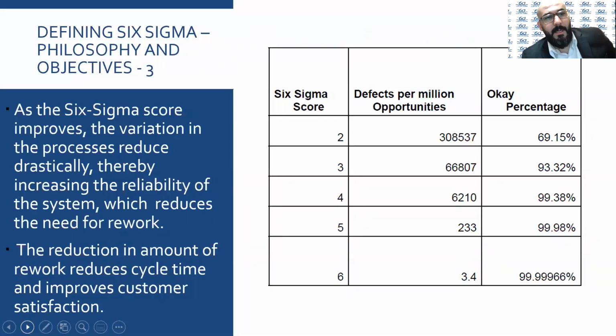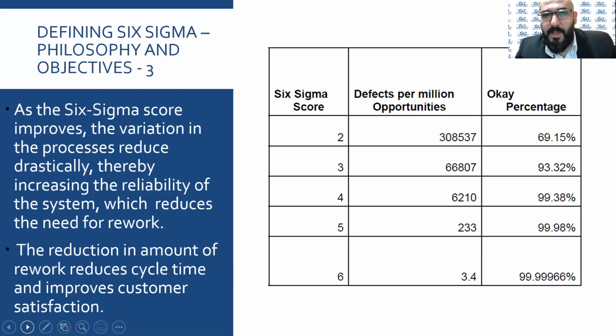Six Sigma scores improvement. The variation will be reduced as long as you are able to achieve the goal of Six Sigma; you will see the variation has been reduced. And therefore, the reliability of the process will improve. And then, of course, the result is improving customer satisfaction and reducing the need for rework. Here's a Six Sigma score.